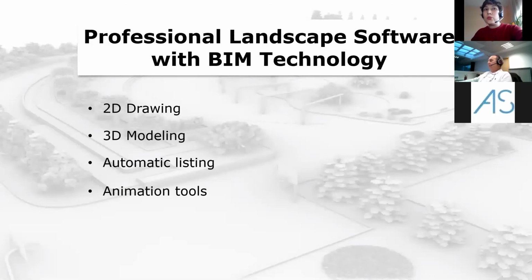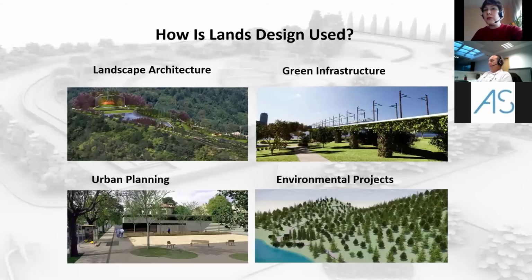You can produce 2D drawing, model your project in 3D, and then automatically it generates the quantity takeoff list of plants and other material. And also there are several tools for animation and visualization of the project. Basically, this program is used for landscape architecture, but in addition, in green infrastructure, for civil engineering, or for architecture, for urban planning projects, and for environmental projects. It's quite useful, especially for modeling the forests.